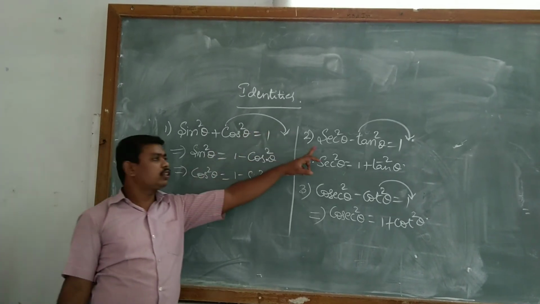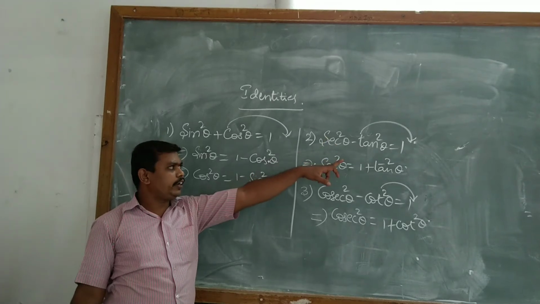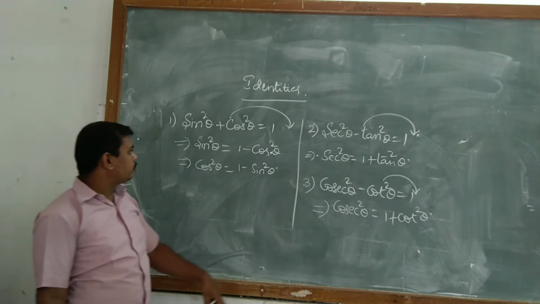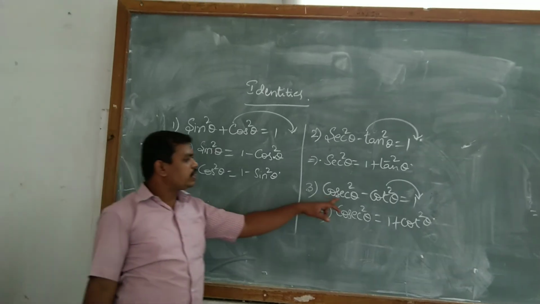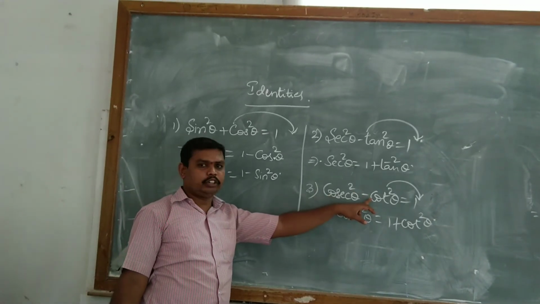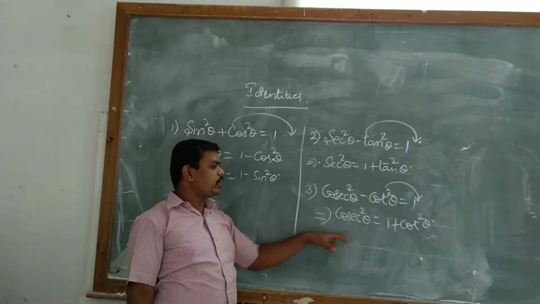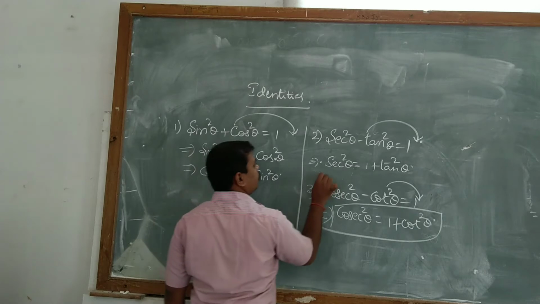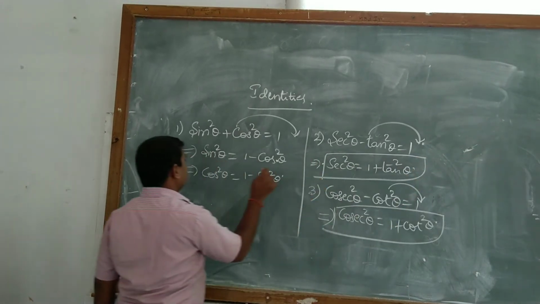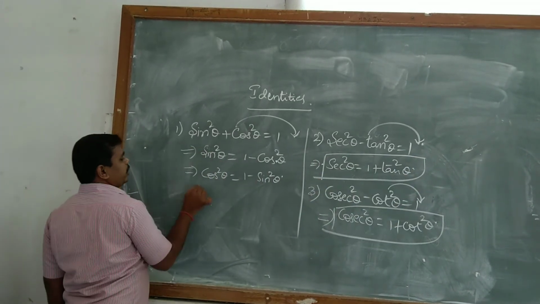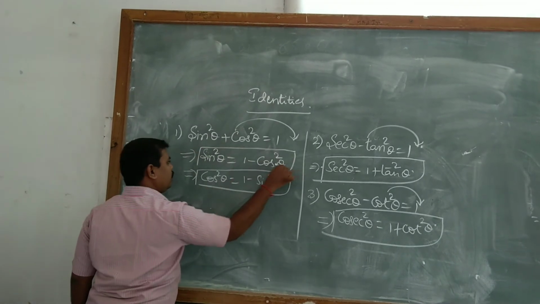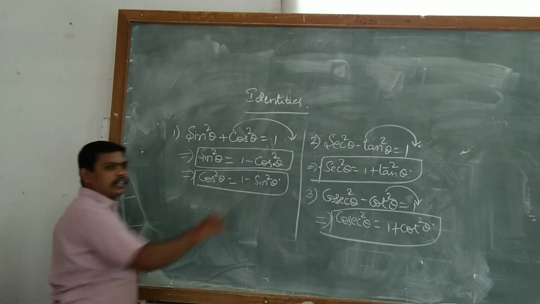Similarly, the second one is secant square theta minus tan square theta is equal to 1. From here, secant square theta is equal to 1 plus tan square theta. Similarly, cosecant square theta minus cot square theta is equal to 1, so cosecant square theta is equal to 1 plus cot square theta. All these you can highlight in this box. You can remember them. And remember, students, this is very, very important in solving the problems. It should be helpful, and you are going to remember these identities.